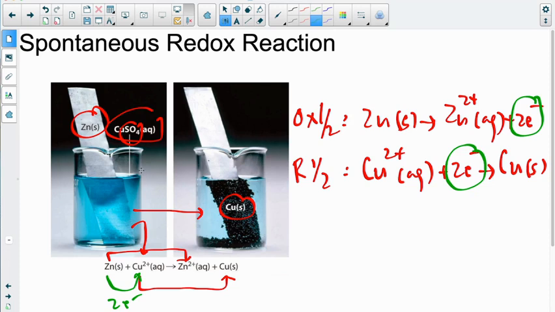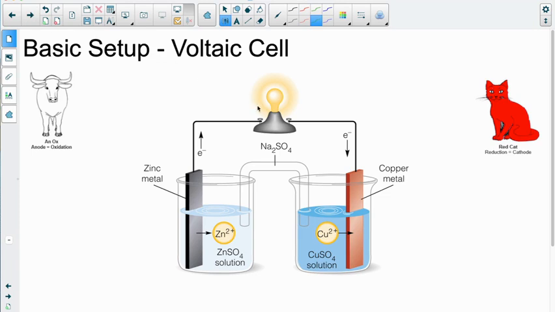We can now use this spontaneous redox reaction to create a voltaic cell, which will generate electricity. The basic premise of this is, instead of having zinc transfer the 2 electrons directly to the copper 2+ ions here, what if we were to separate these and put them in 2 different containers? Well, here's the zinc and here's the copper sulfate solution. And now you notice that they are in 2 separate beakers.